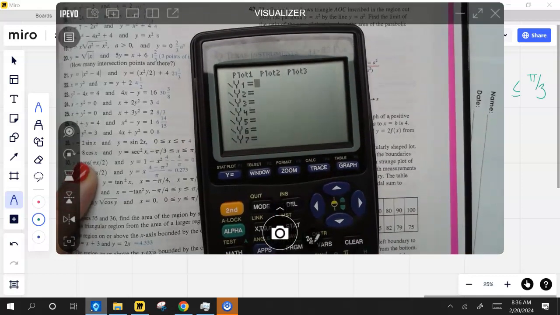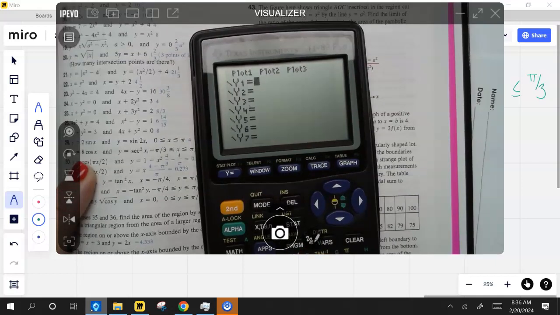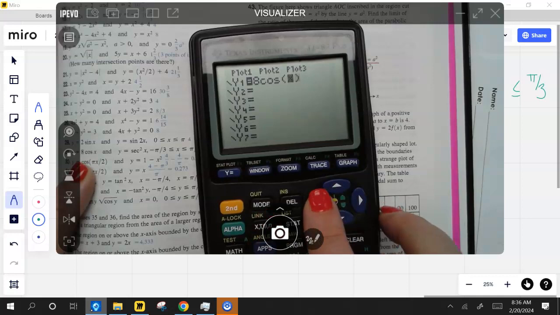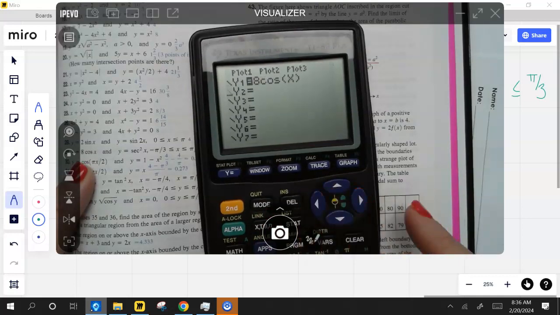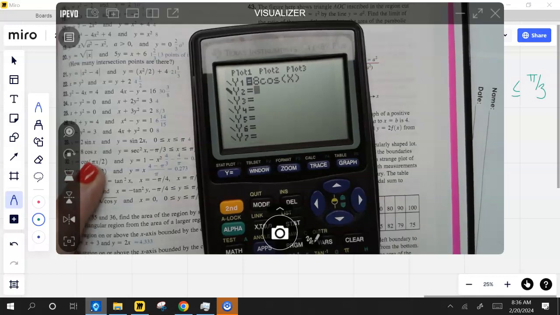All right, 8 cosine x. I'm going to bold the second one so we can tell which one's which. You know how to do that? Okay, we'll do it a different color. But remember which one you made what. And I'm going to do 1 over cosine x. Square the whole thing.